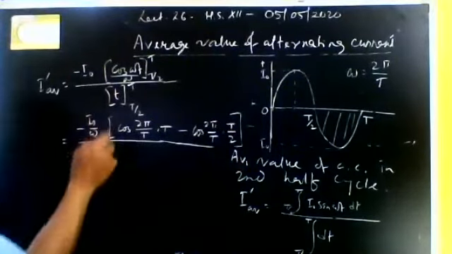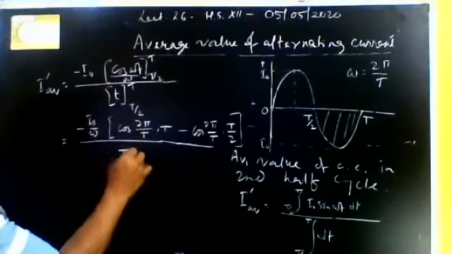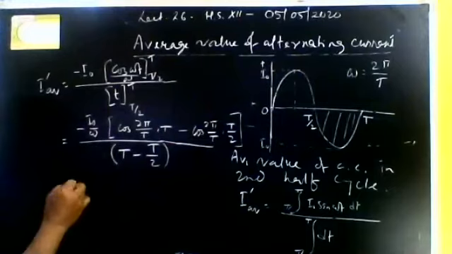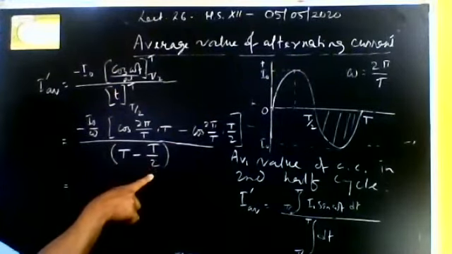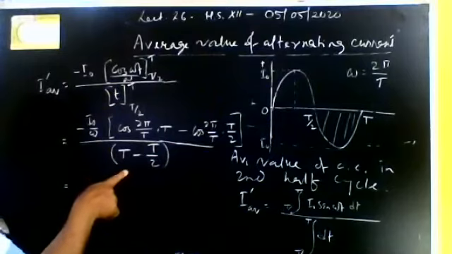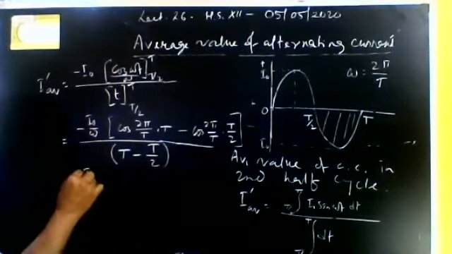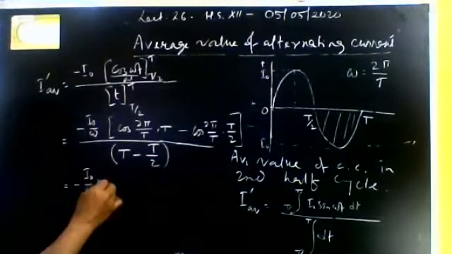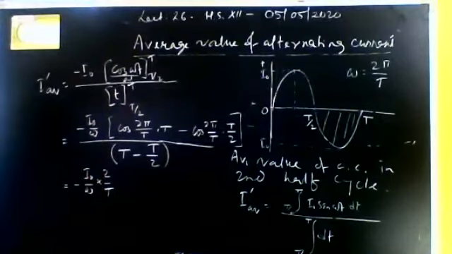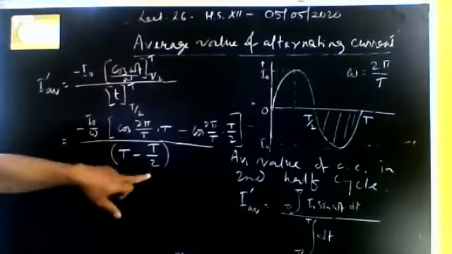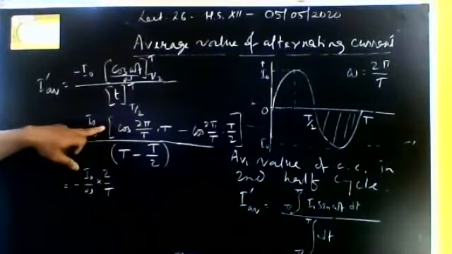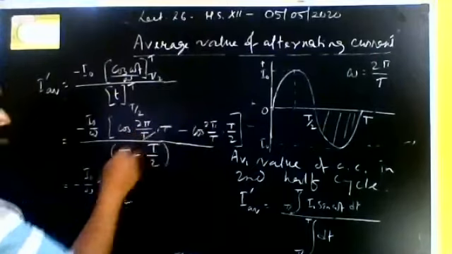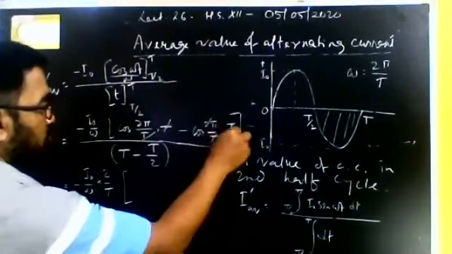Okay, in the denominator, capital T minus capital T by 2, right? So T minus capital T by 2 is what? So again T by 2. So it is minus I naught, T by 2 is taken in the numerator. What you will get? T by 2, 2 by T, right? Because T minus T by 2 is nothing but T by 2. Next, this T will be cancelled, 2 will be cancelled.